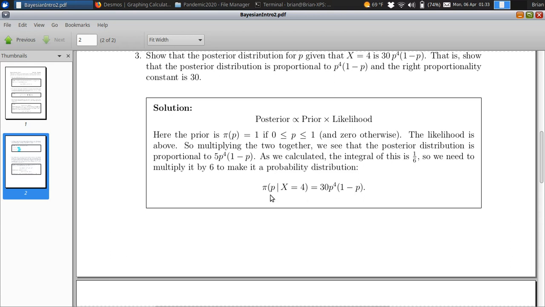Notice the notation that I'm using here for posterior distribution. I'm using the Greek letter pi to represent both prior and posterior distribution. The prior is pi without any other details other than the parameter. And then the posterior is pi of p given the observed value of x that we got, so given whatever our sample data was.